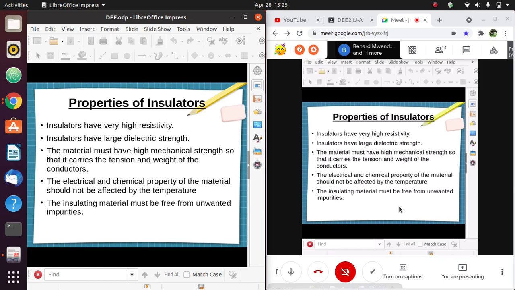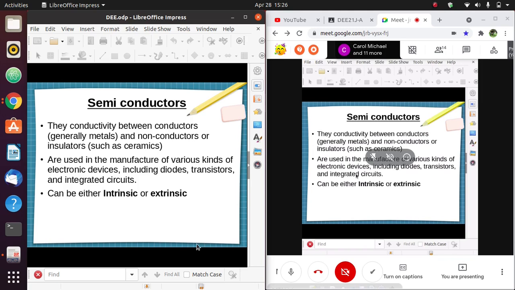Now, another electric material is semiconductors. This now is a material whose conductive capabilities lie between that of a conductor and a non-conductor or an insulator. Now, depending on the application of your semiconductor, we can increase the conductivity or we can reduce the conductivity. And how do we do this?